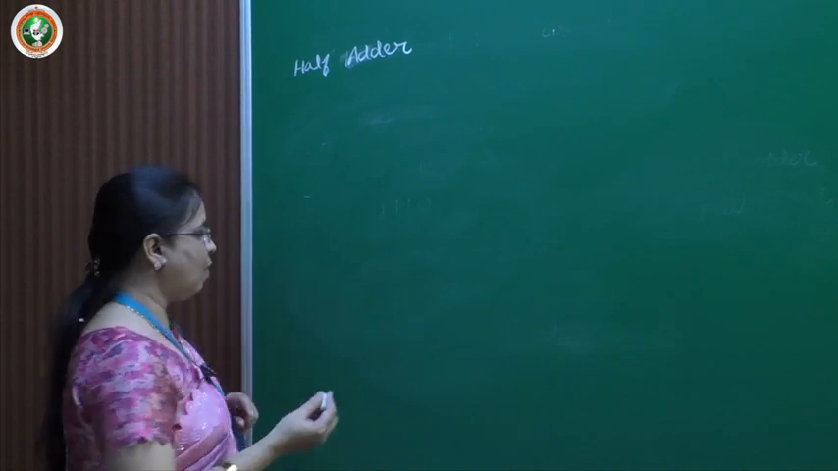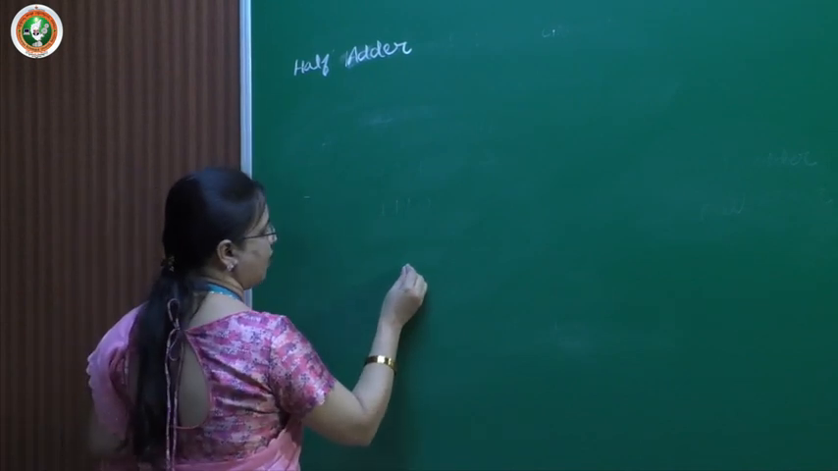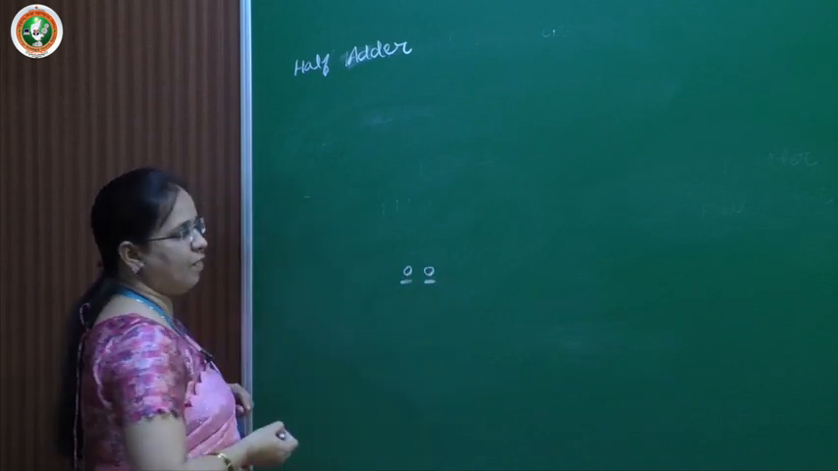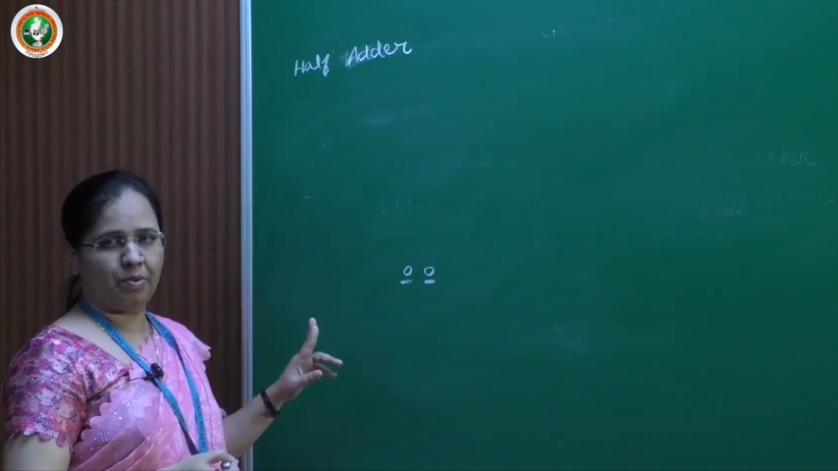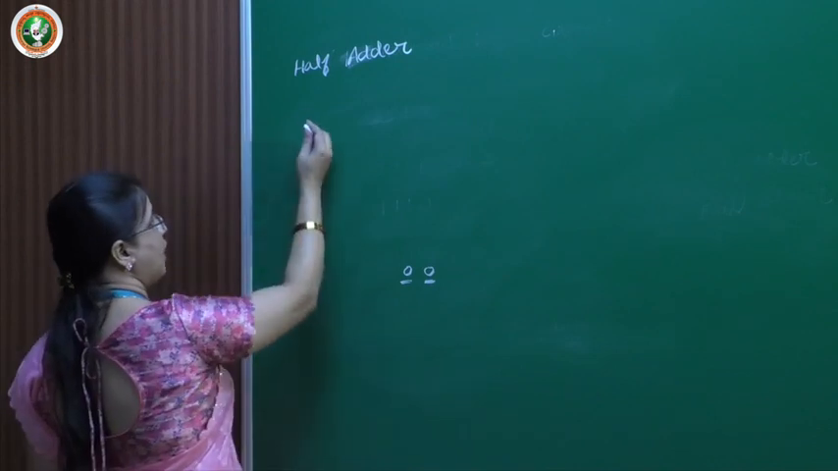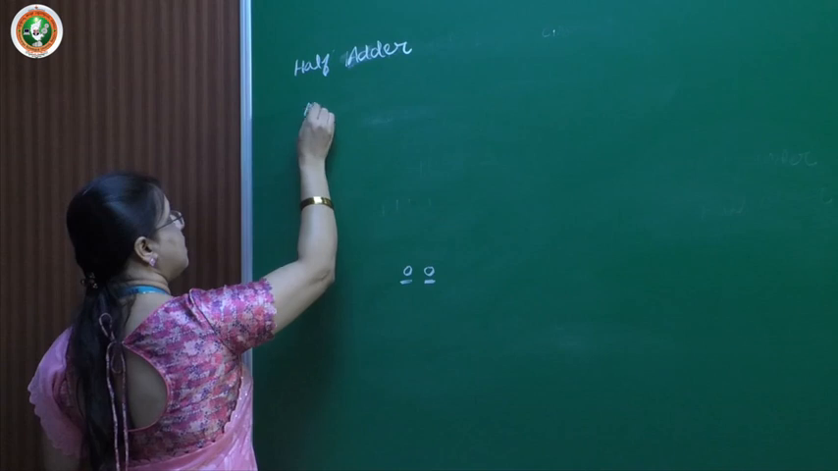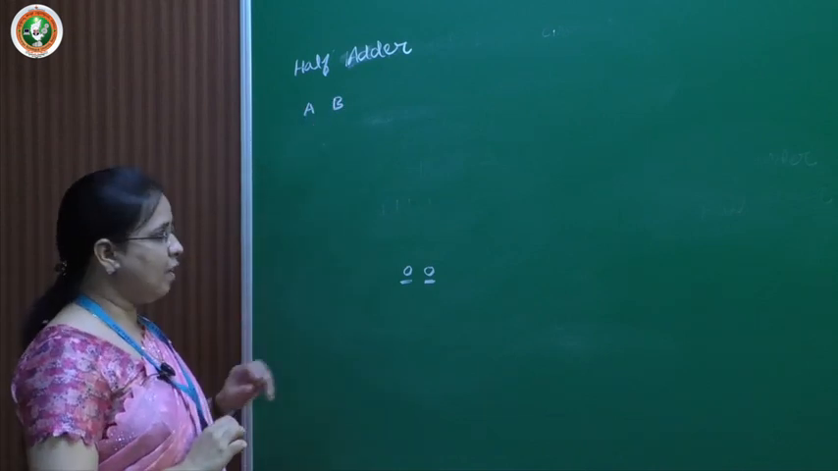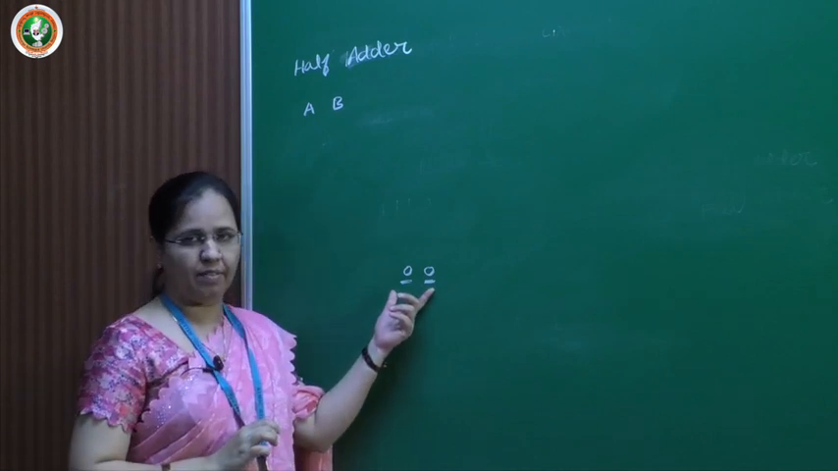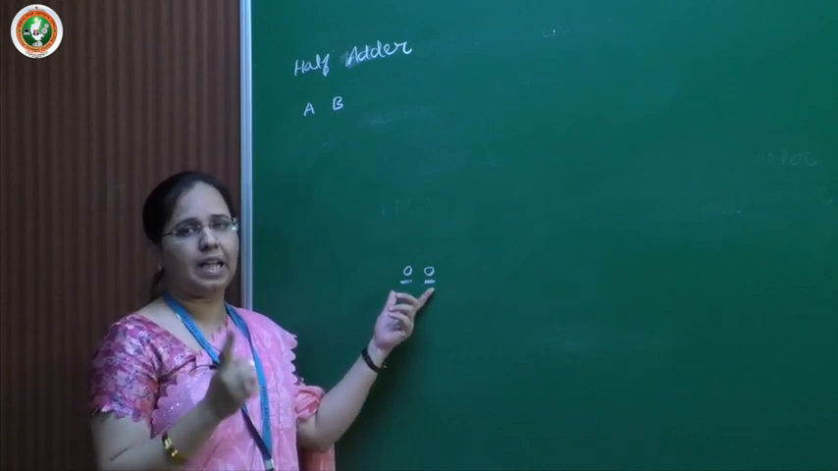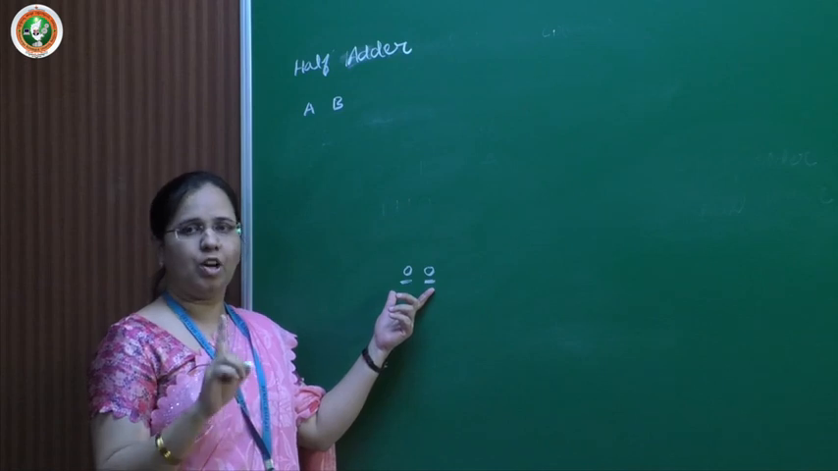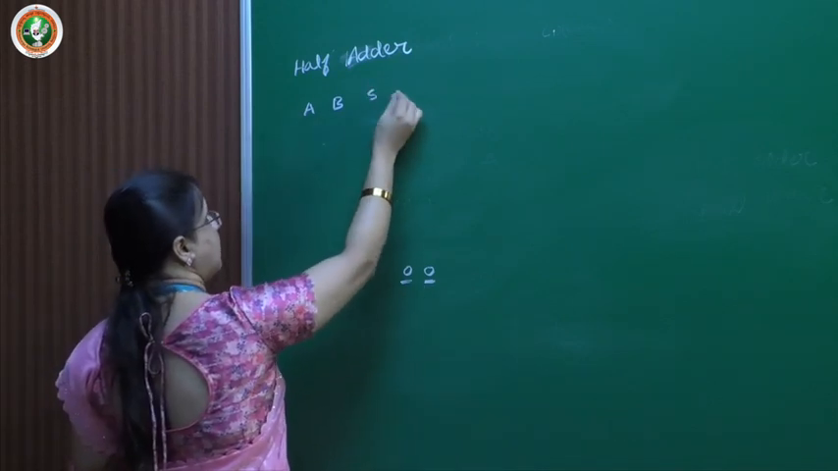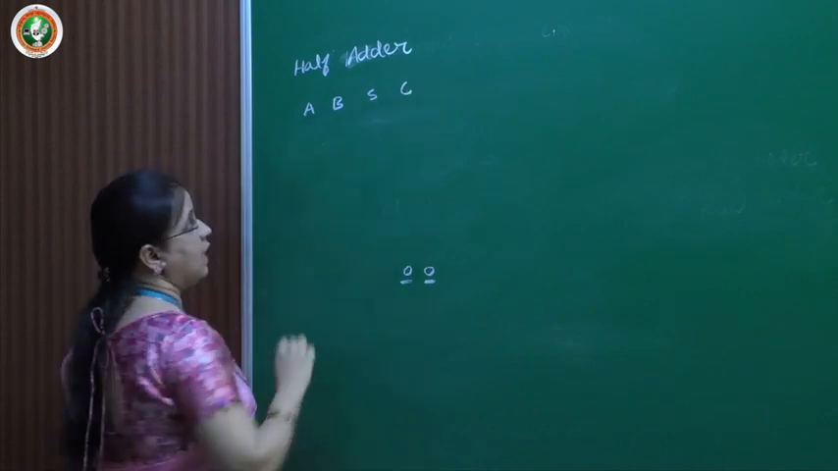Now when I want to add 2 bits, how many input values will I have? We'll be having 2 input values, so I'm going to get 2 input variables. I'm going to name them A and B. When we are performing the addition, we are getting sum and carry, so we'll be getting 2 outputs. I'm designating sum with the symbol S and carry with the symbol C.